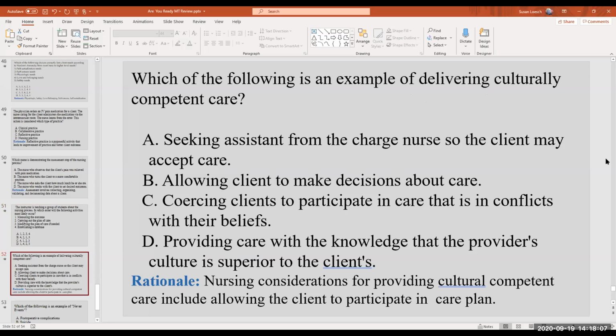Which of the following is an example of delivering culturally competent care? Seeking assistance from the charge nurse so the client may accept care. Allowing the client to make decisions about care. Coercing clients to participate in care that conflicts with their beliefs, or providing care with the knowledge that the provider's culture is superior to the client's. So B, allowing the client to make decisions about their care, would make the most sense.